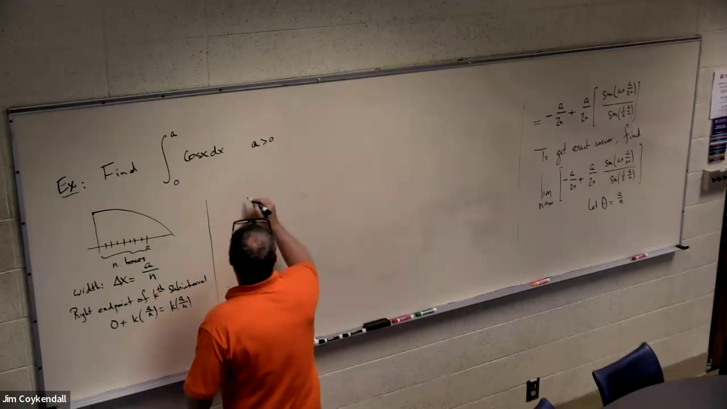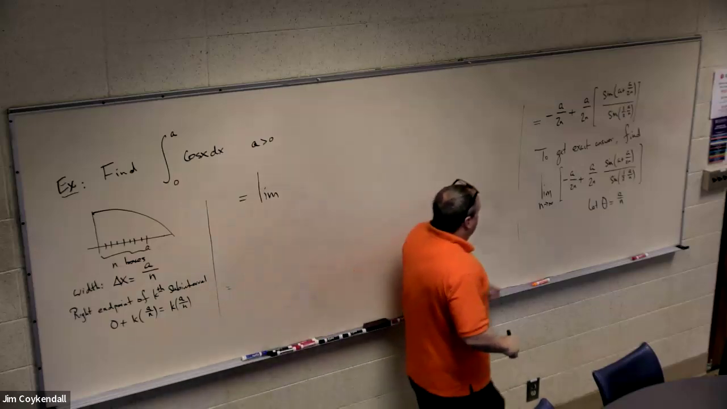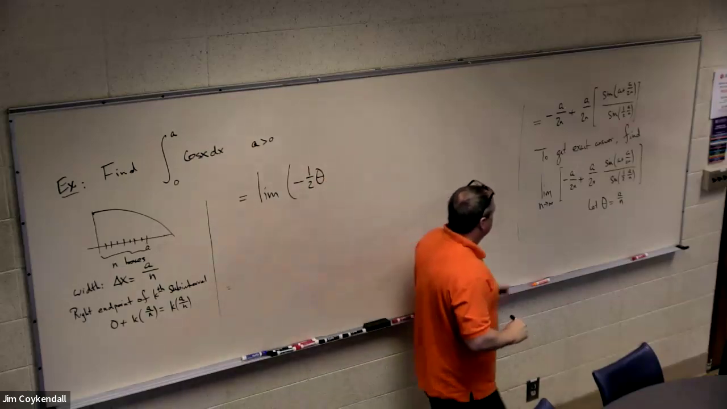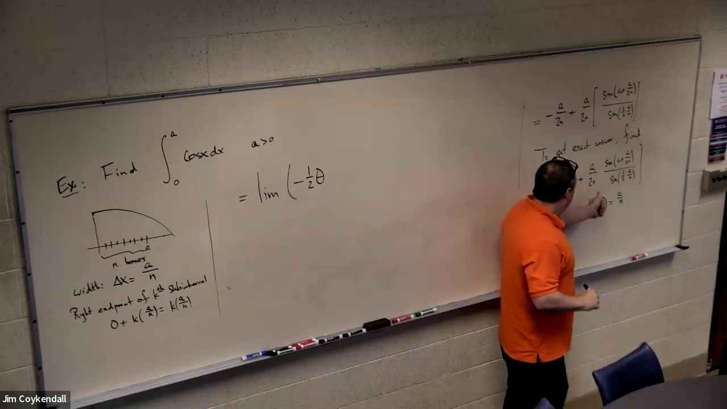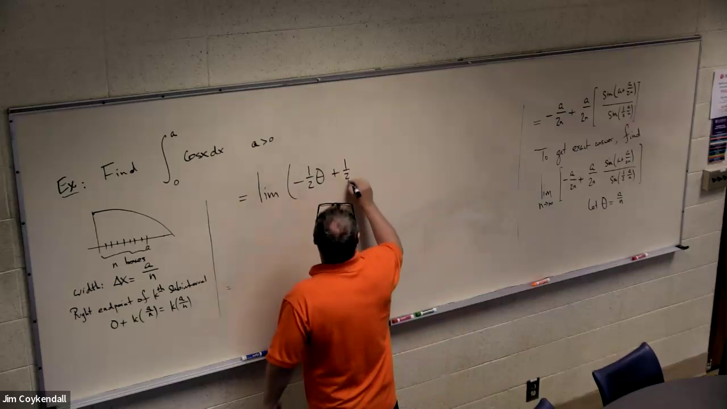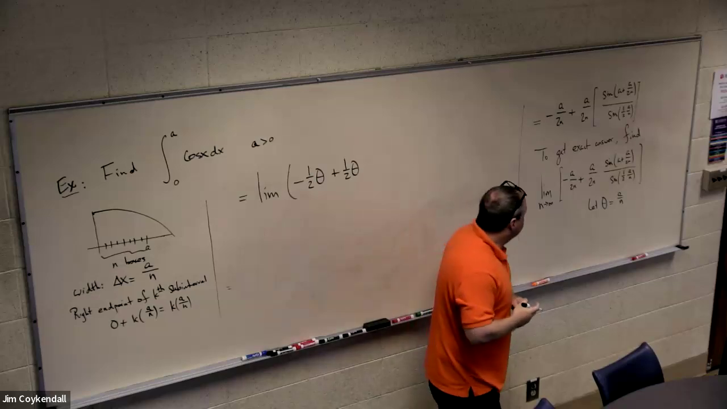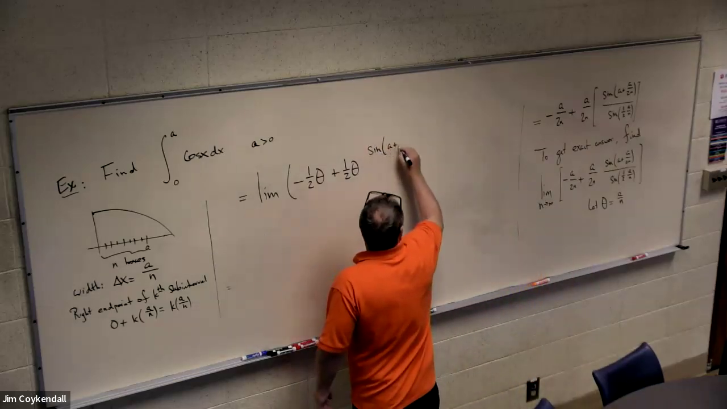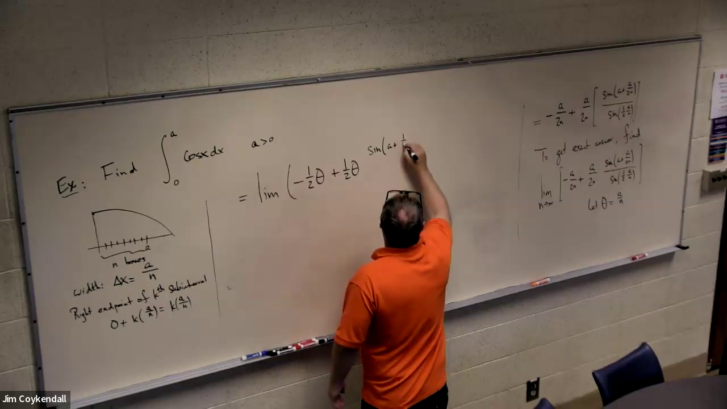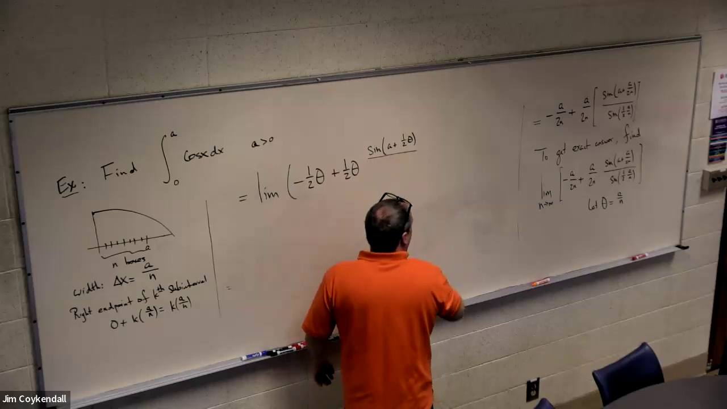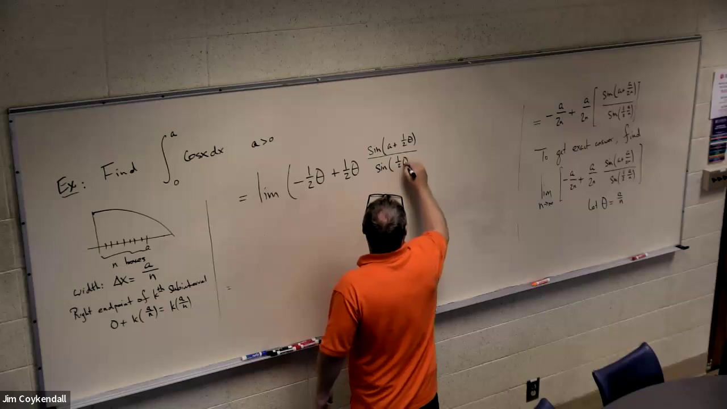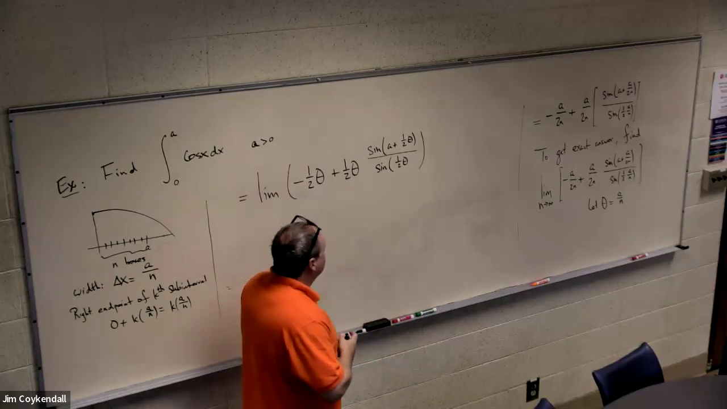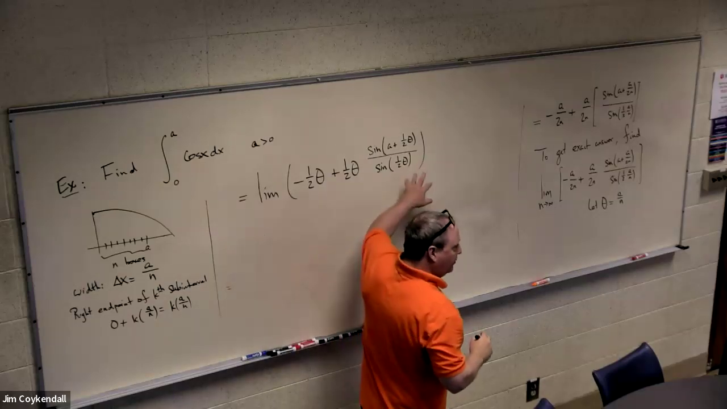So now we have the limit. This is minus 1/2 theta, right? Because that a over n is just theta. This is 1/2 theta. This is sine of A plus 1/2 theta. And I get sine of 1/2 theta. Okay. Before I move on, everybody see where I got the theta, replacing a over n.